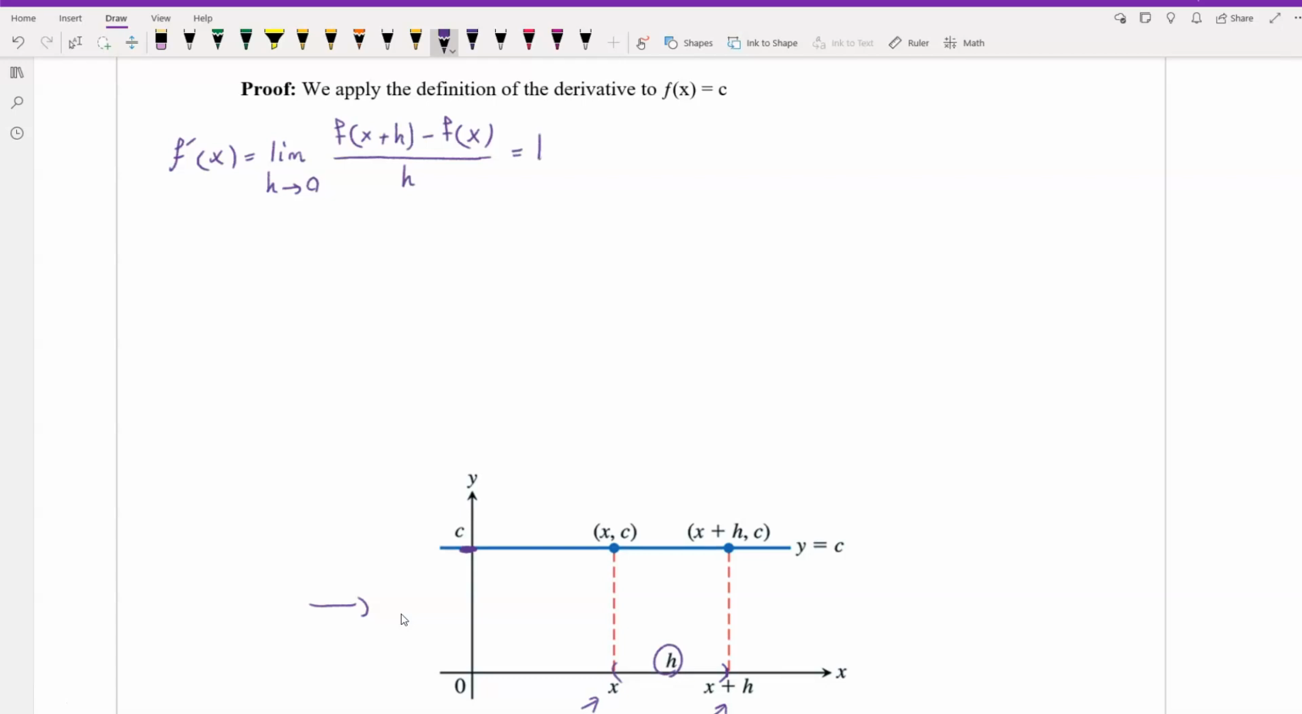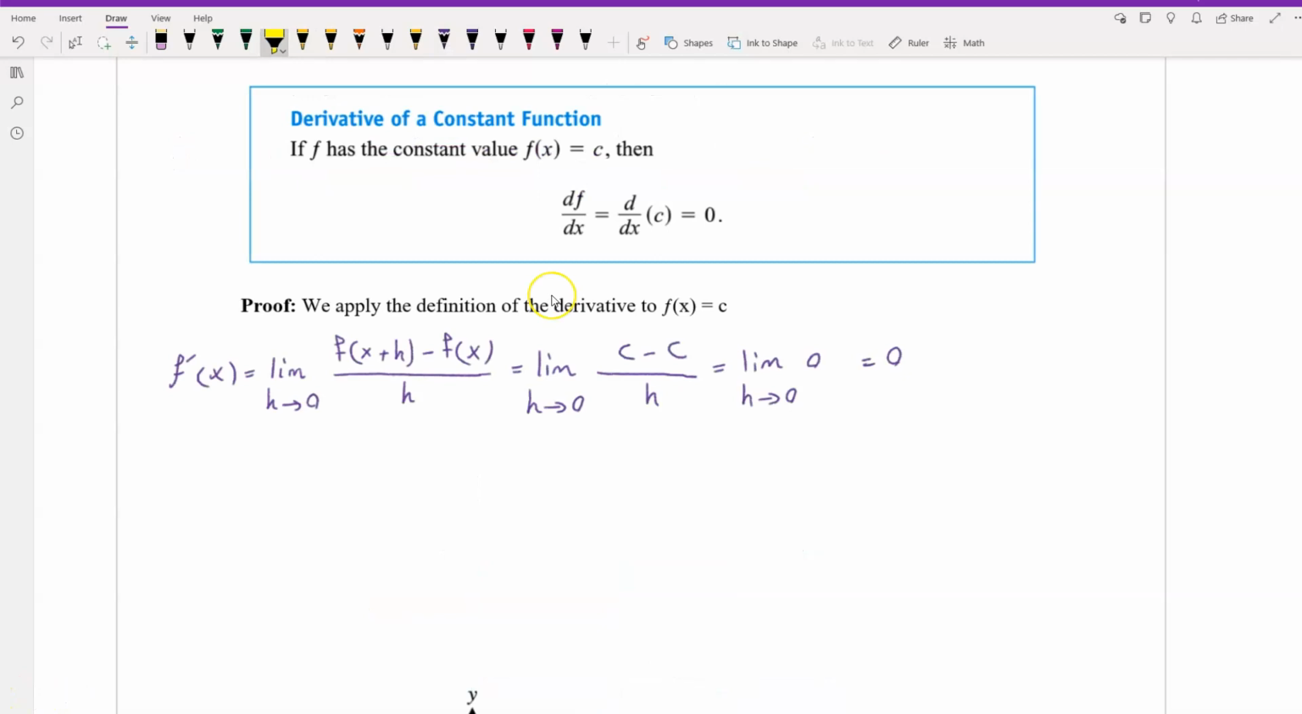So this is equal to the limit as h approaches 0 of c minus c divided by h. So that is the limit as h approaches 0. Here we have 0. c minus c is 0, so our limit is 0. So we proved that the derivative of a constant is 0.